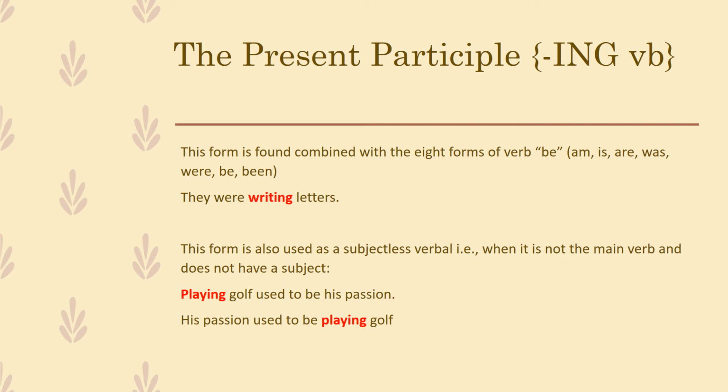So playing here has no subject and it is not the main verb of the sentence. Which verb is the main verb? It is be. His passion used to be playing golf. And again, playing golf is not the main verb, and it is what? It is a subjectless verbal.